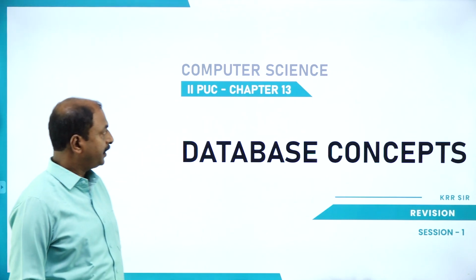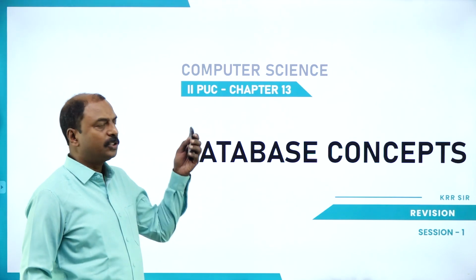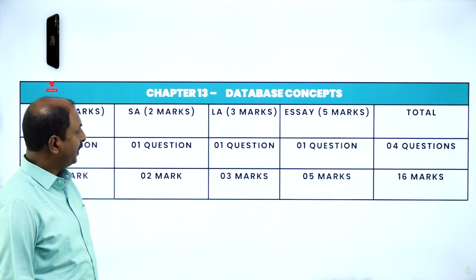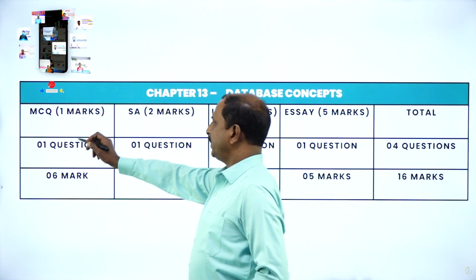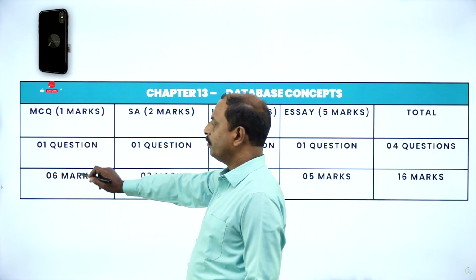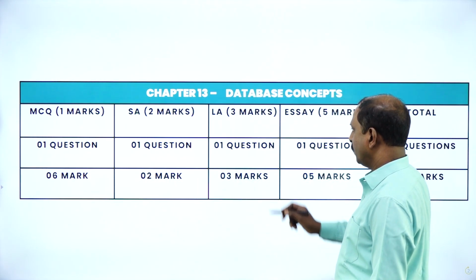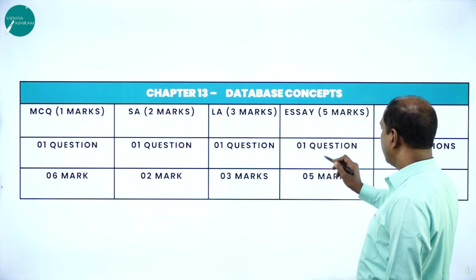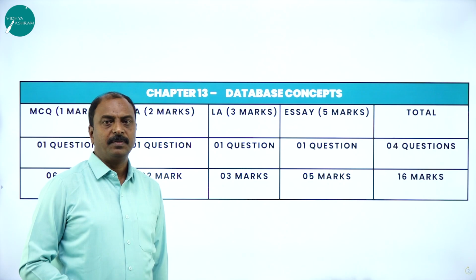Students, in this session, we are going to talk about the database concept, chapter number 13. The weightage of the chapter is 16 marks. Here, 6 MCQs, that is 1 MCQ plus 5 fill in the blanks, and one 2 marks question, one 3 marks question and one 5 marks question. So the total weightage of the chapter is 16 marks.